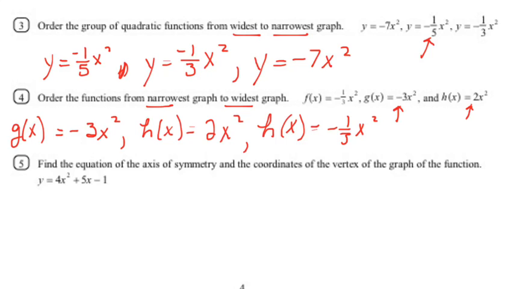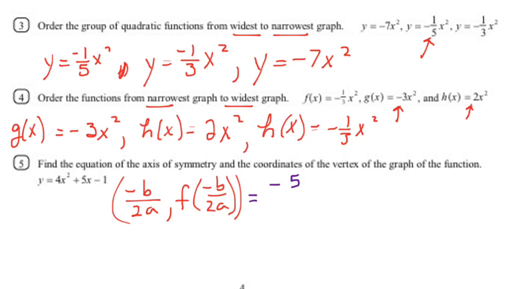For number 5, we did this in class, but again, if I want the axis of symmetry, I need to find the vertex. I'm going to find my vertex differently this time, using the relation we learned very early on for finding the vertex. It's negative b over 2a, and then f of negative b over 2a, which just means you plug the x value in. So I go negative 5 over 2 times a, which is 4. Negative 5/8 is the x value of the vertex.